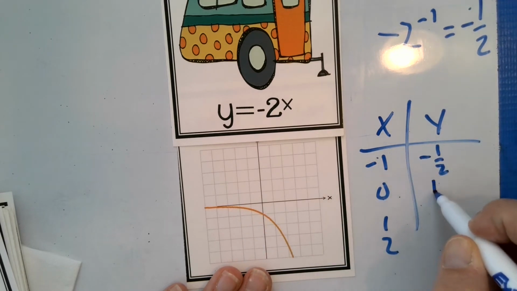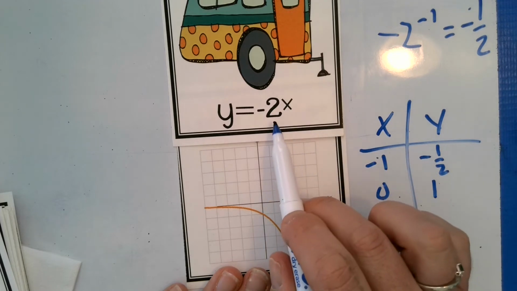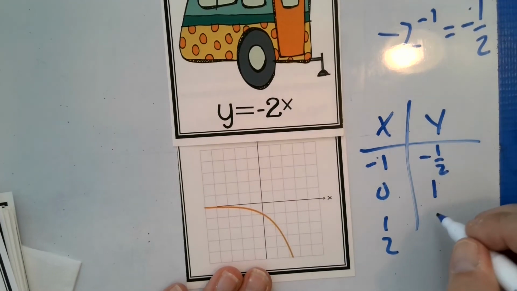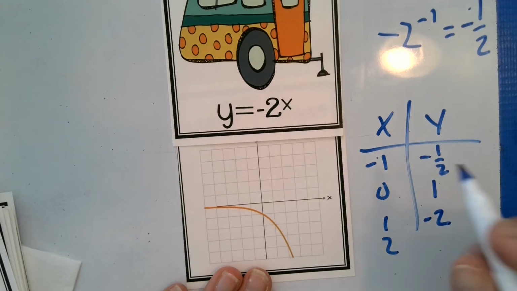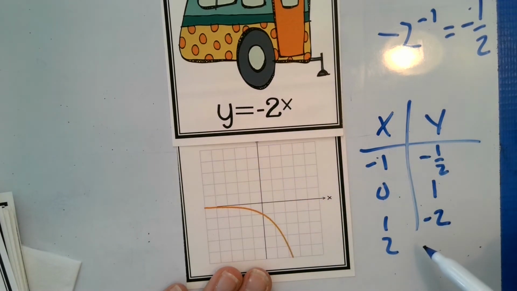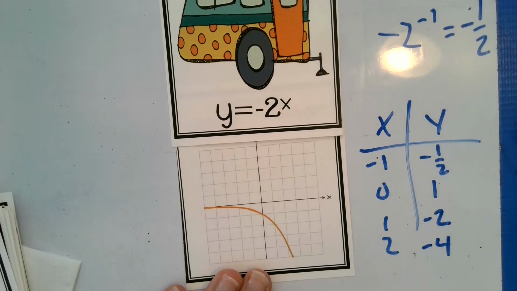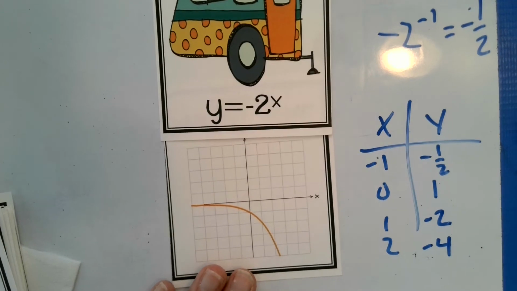We notice the y-intercept is at 1 because anything raised to the 0 power is just 1. And then we would have -2 to the first power would just be -2. -2 to the second power would be a positive... That's not right. It's the negative stays there even though we square it, so it would be a -4. Okay, there we go. So we've got our data table.